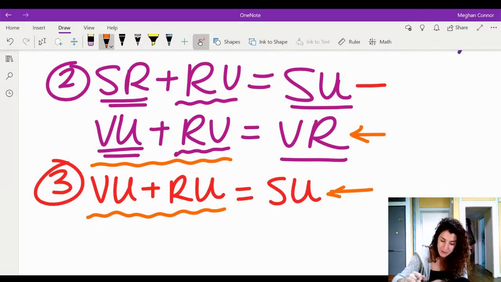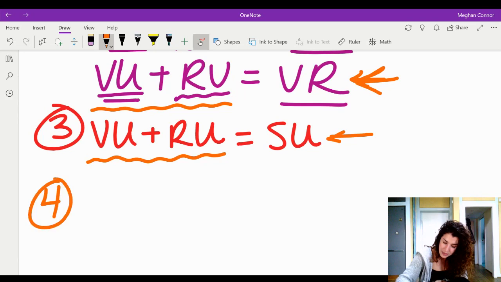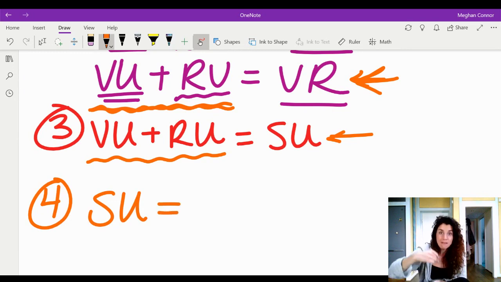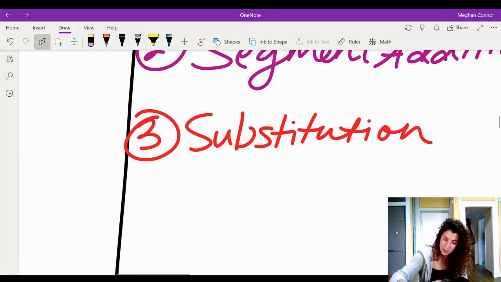So I'm going to take out one whole half of the equation. I'm going to replace VU plus RU with SU. So I'm going to take the second equation right here, and instead of VU plus RU, I'm going to say SU equals, and then finish the equation, VR. And that is my transitive property of equality.